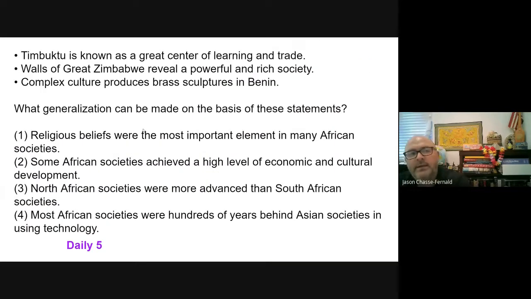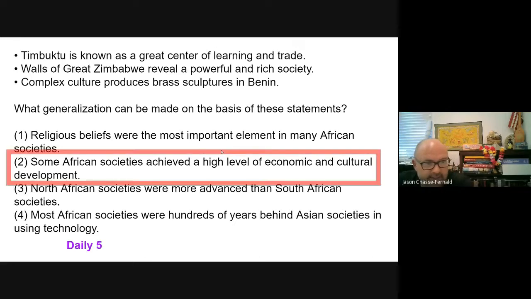Next question. Timbuktu is known as a great center of learning and trade. You'll recognize that city from your summer assignment map. The walls of Great Zimbabwe, down in the southeast of Africa, reveal a powerful and rich society, and a complex culture produces brass sculptures in Benin, on the coast, down in the southern part of West Africa. What generalizations can be made on the basis of these statements? Go ahead and have a look and come back when you're ready.